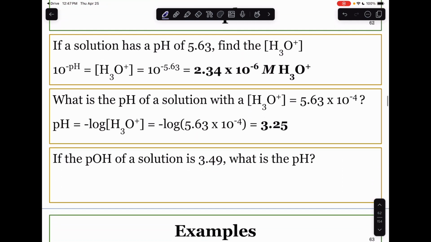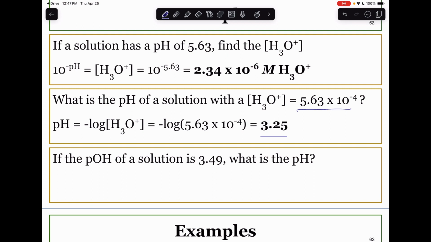And here's the answer. pH is equal to the negative log of H3O. H3O is what we're given, so if we plug that into the negative log, we get 3.25, and that is the pH. pH does not have any units. Now let's solve the last one.